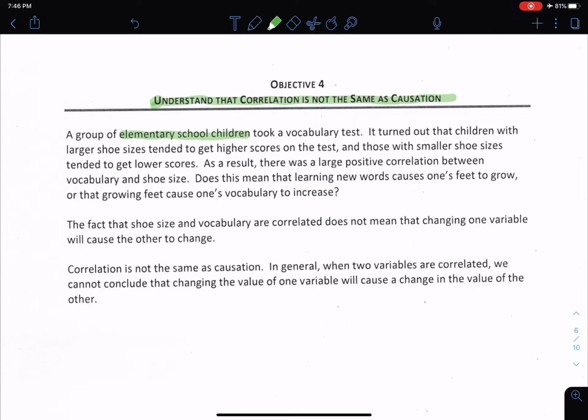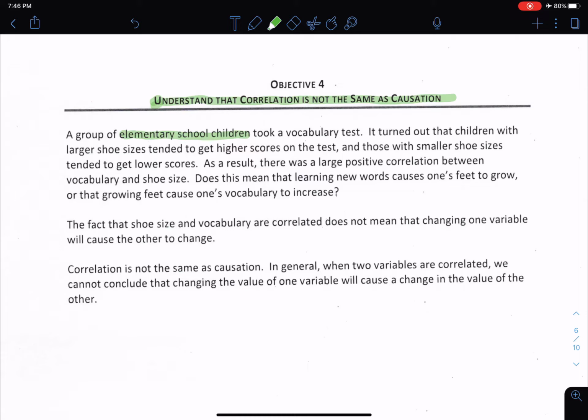As a result, so there's a correlation, right? There's definitely a correlation. You go to any elementary school, and the kids with the bigger feet have overall better vocab. The kids with the little feet, their vocab is not as good, and then the kids with the bigger feet, the vocabulary is much better. So there's a correlation between shoe size and vocab.